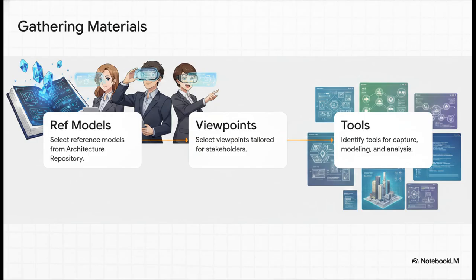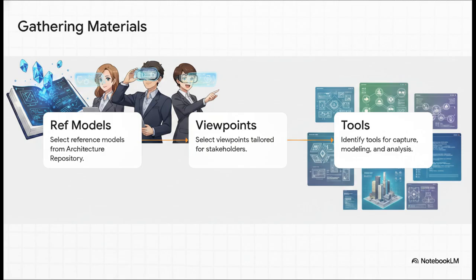So before you pour any concrete, you've got to know what materials you're working with. And to gather our materials, we follow 3 initial steps. First, we literally open up the architecture repository and select our reference models. For a typical enterprise, this might mean pulling in generic models like the TOGAF Technical Reference Model, the TRM, just to give us a starting taxonomy.